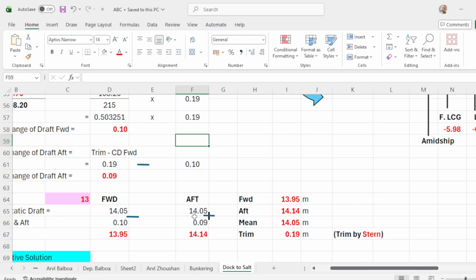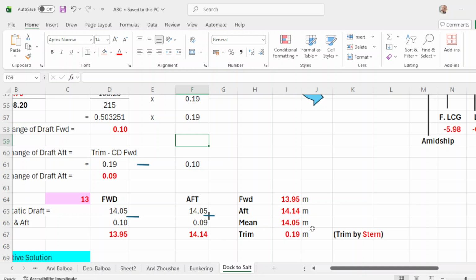So when it's positive, when you're trimmed by the stern, meaning this one is heavier, this one is light. So meaning your mean drop minus your forward change of drop is 0.10. Negative this one, because this will rise. So subtract and this will rise, that will be 13.95. And your change of drop up, which is 0.09, you add because you are trimmed by the stern. So you are trimmed by the stern, meaning you have more drop, meaning you add. So 1405 plus 0.09, that will be 1414. So your forward is 1395, up drop is 1414.